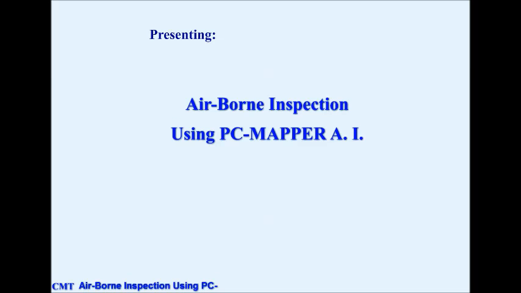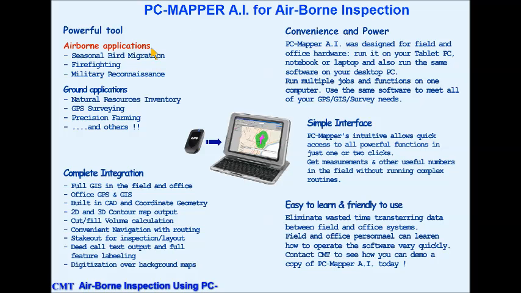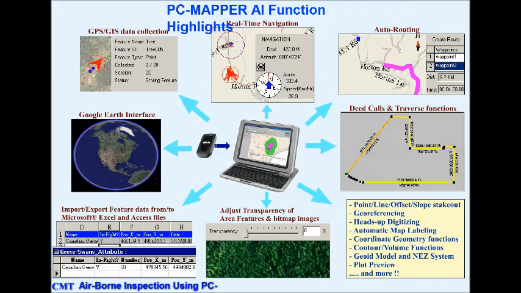PC-MAPPER A.I. is a powerful tool for airborne applications, such as seasonal bird migration, firefighting, and military reconnaissance. It also works well for ground applications, such as natural resources inventory, GPS surveying, precision farming, and others. PC-MAPPER A.I. will run on a desktop PC, a notebook PC, or a tablet PC. It is an all-in-one professional mapping program that provides a multitude of functions to help you perform GPS/GIS tasks efficiently.